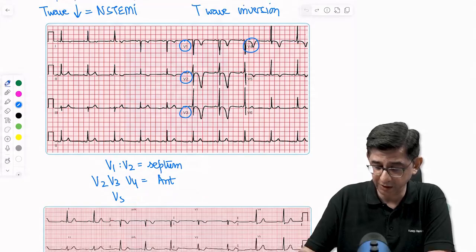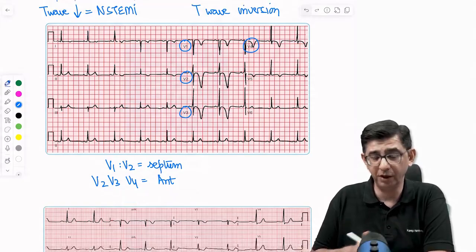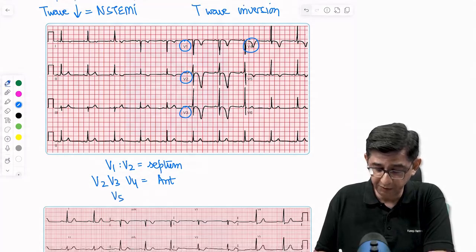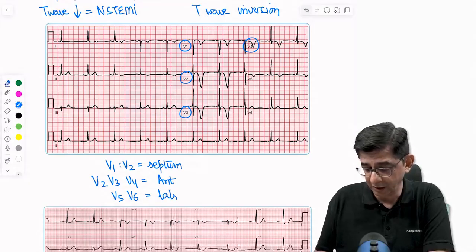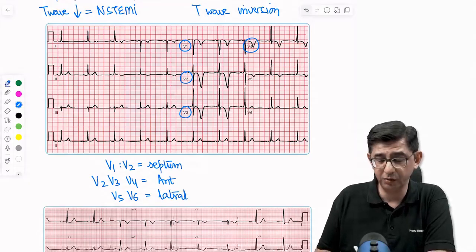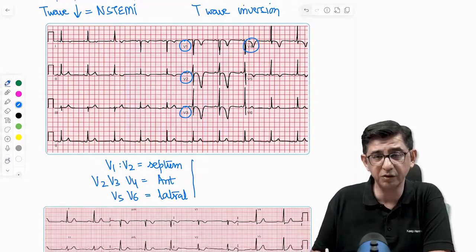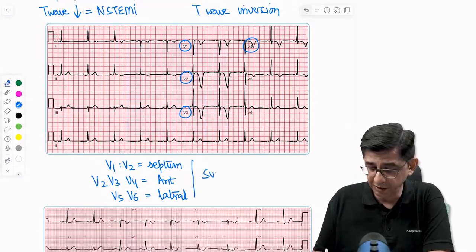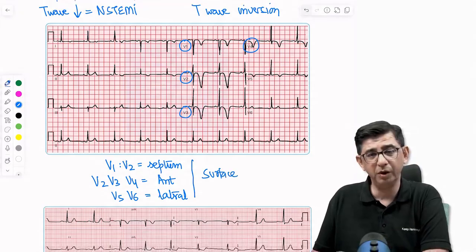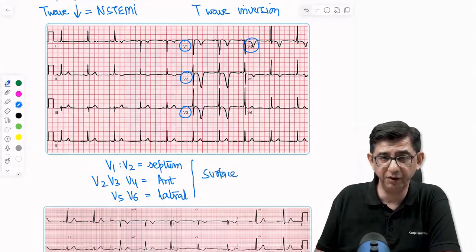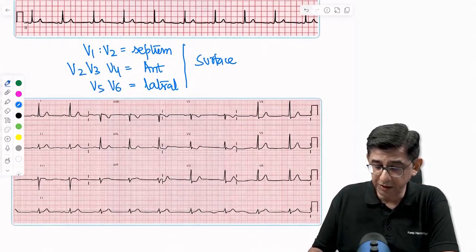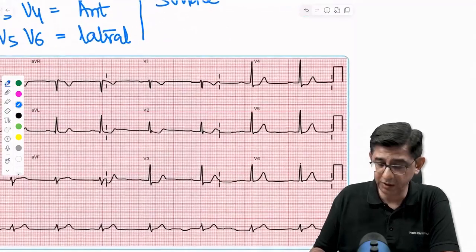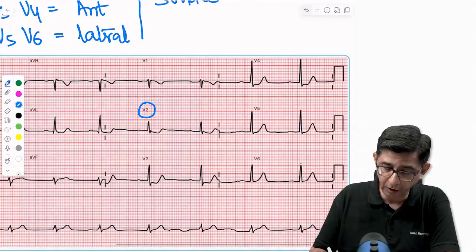Let me write it once again, guys. Lead number V5 और V6 side में लगाते हैं ना. So lead number V5 and V6, which are put in the side, would basically tell you that it is the lateral surface of the heart getting involved. So I just wanted to focus on the surface of the heart at the moment. I'll say it once again: V1, V2 for the septum, V2, V3, V4 for the anterior surface, and V5, V6 for lateral.